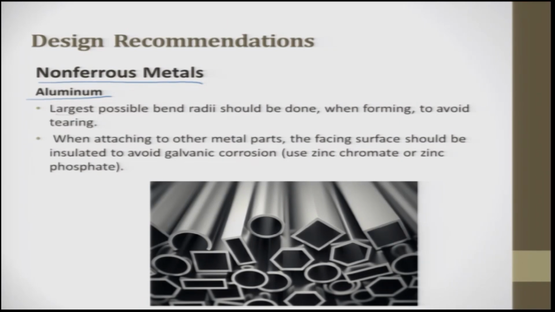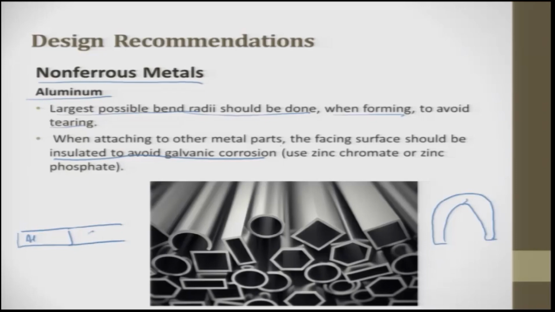So, for aluminium the largest possible bend radius should be used when forming, to avoid tearing. So, what we are trying to say is largest bend radius has to be given, otherwise it will try to tear and then start failing. While attaching to other metal parts, the facing surface should be insulated to avoid galvanic corrosion. This is very important. Many a times what happens, we try to butt aluminium with that of copper. So, at this portion there is always something called as a galvanic corrosion. So, this corrosion tries to destroy the material. So, you should always try to insulate the material such that this corrosion is not transferred.